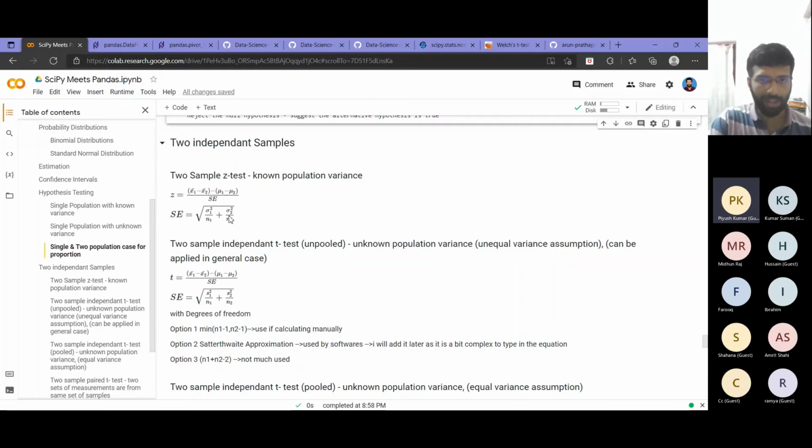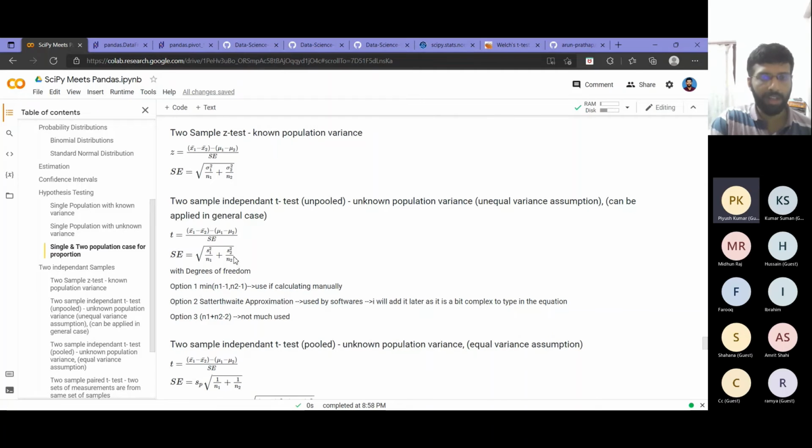Suppose I don't have that, then I will compute my sample variances s1 square and s2 square, and in that case two cases arise. Suppose, first case, I don't know the population variances and sigma 1 and sigma 2 are not equal. In that case, I will go for this two sample independent t-test, unpooled case. Then one more condition: in any general case, if I don't know which statistic to apply or I don't have the full values with me, I can go for this case. So this will be the most general case in a two sample test.